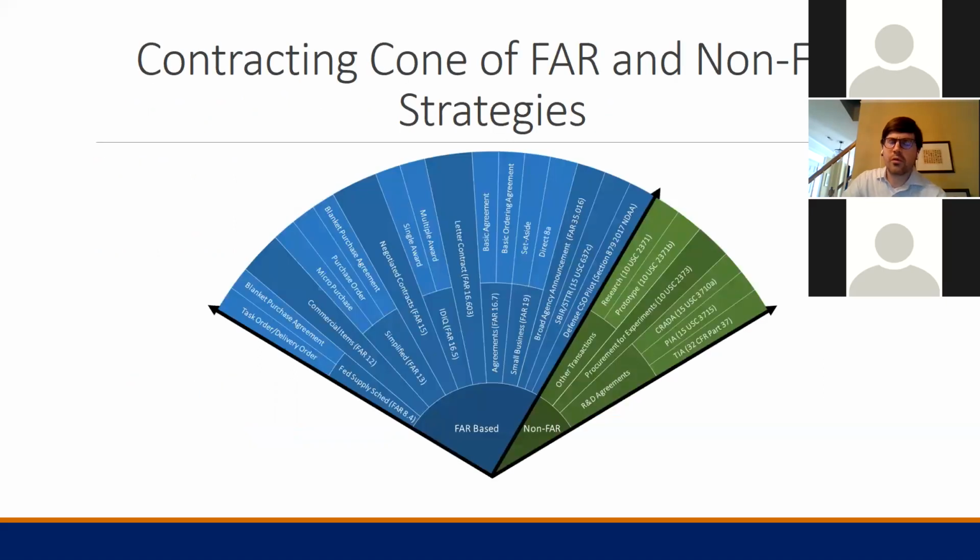So this is a nice diagram that Defense Acquisition University puts out, which is a DoD training site that has a lot of really good information. And this just gives you a sense for the broad swath of different types of vehicles that the government can use to procure goods and services.